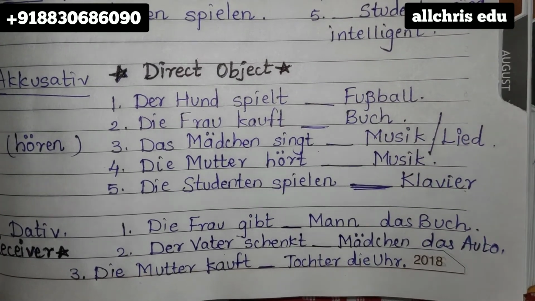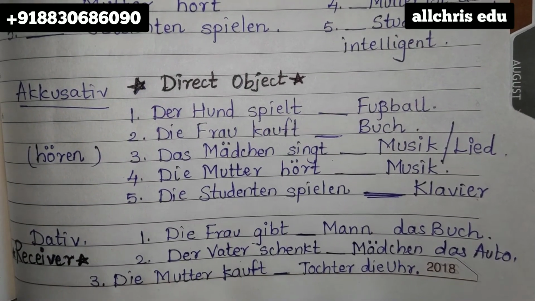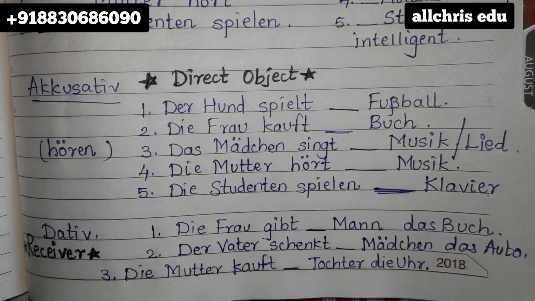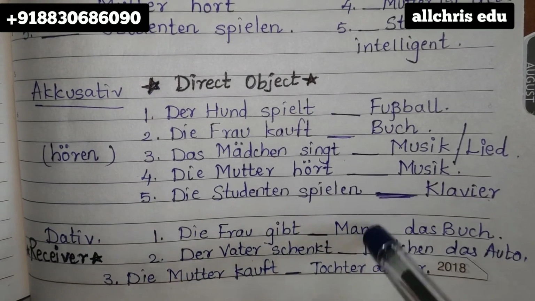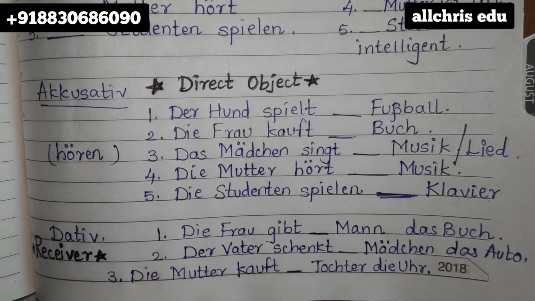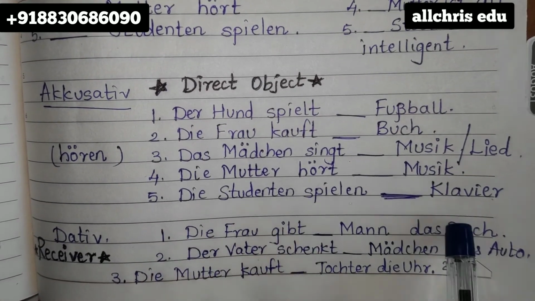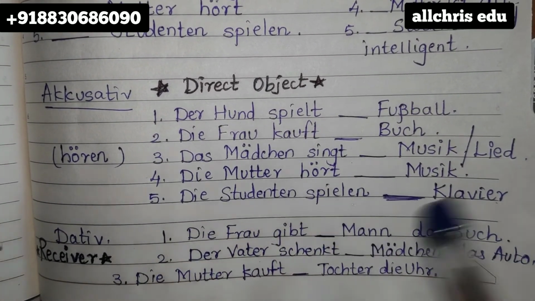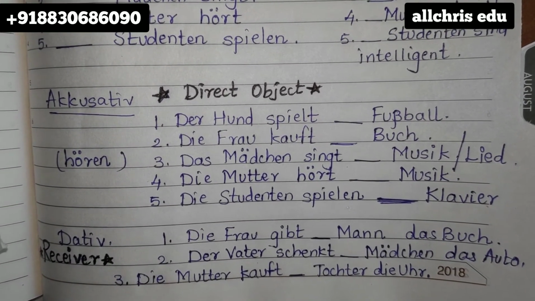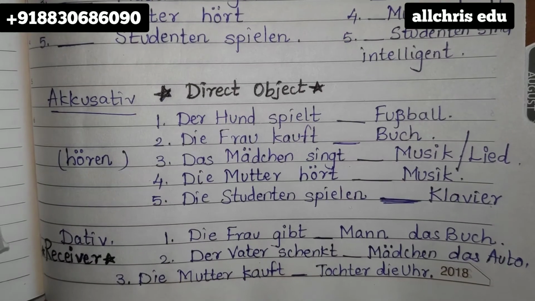Then comes the dative concept. As you can see down, 3 examples. Dative meaning is receiver. So over here you can see wherever the blank is there, these nouns are the receiver in the sentence. They are the beneficiary, the one who is going to receive the benefit. So Frau gibt. Frau is giving a book. To whom? Man is the receiver. Of course you cannot take the man and give him to the book. You can take the book and give it to the man. So man is a receiver because he is receiving the book.